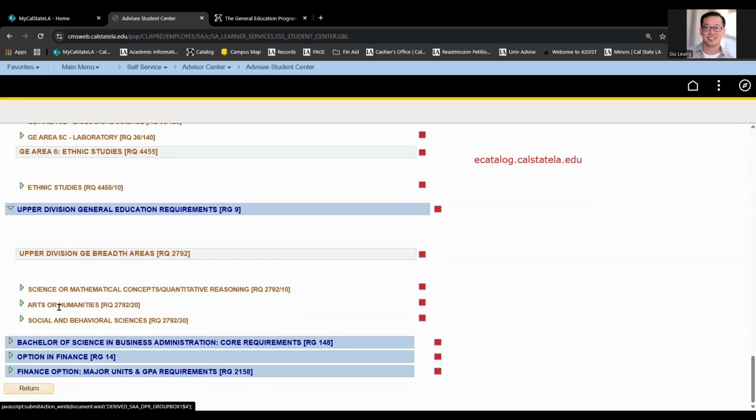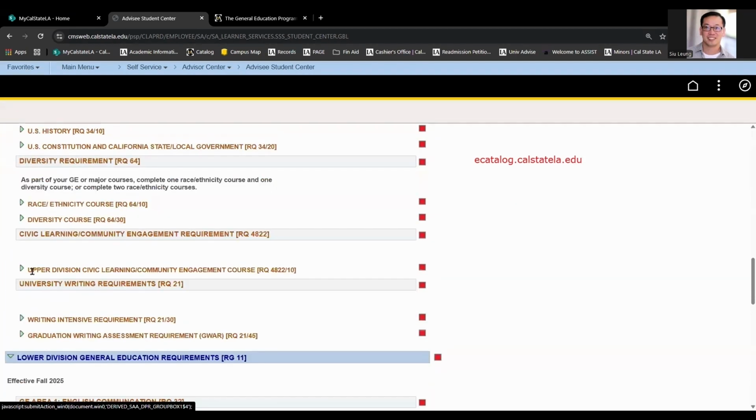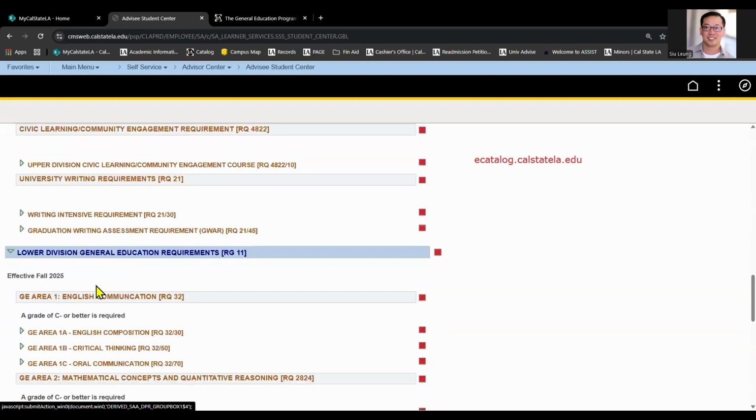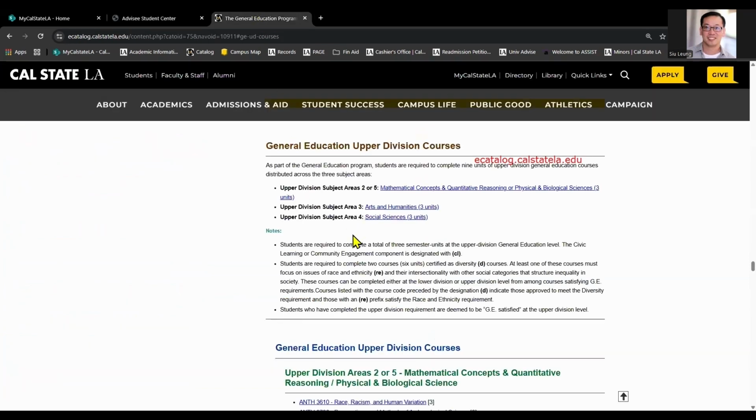So there's 3 courses students usually have to take, one in the science or math, one in the arts or humanities, and then one in the social and behavioral sciences. So these are upper division GEs. So remember, I'm going to scroll back up. So remember in the university requirements, we also have the upper division civic learning course. So you want that civic learning attribute in your upper division GE course. That way you can take one course and cover 2 requirements. So when you take one of these courses, make sure it is the upper division GE with the civic learning, with the CL.